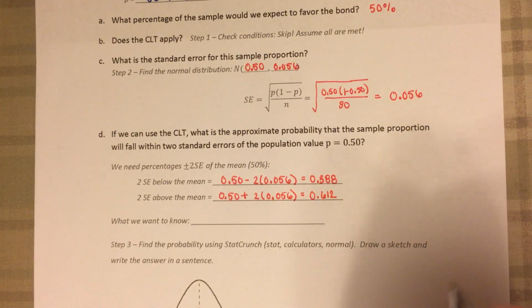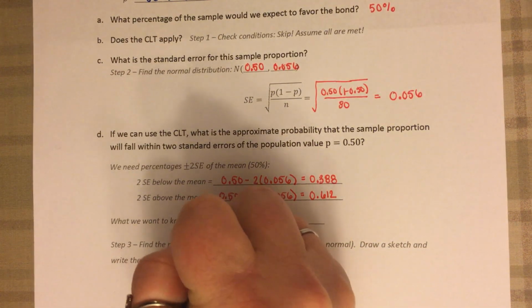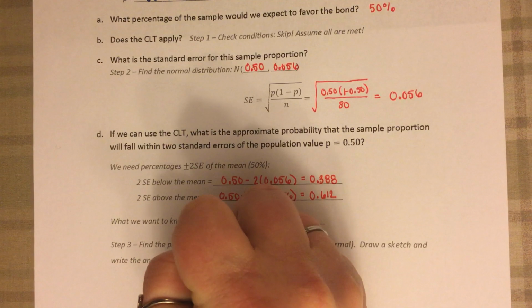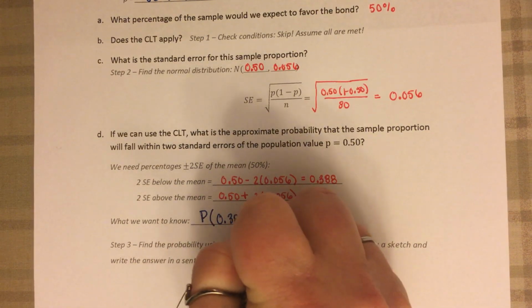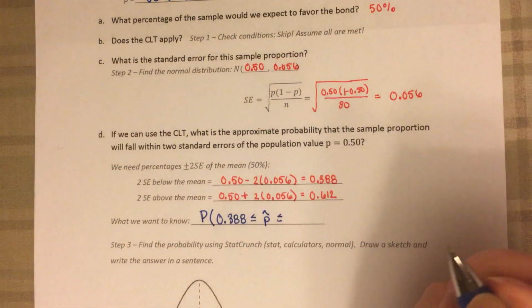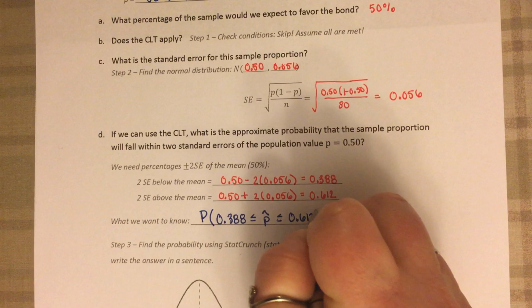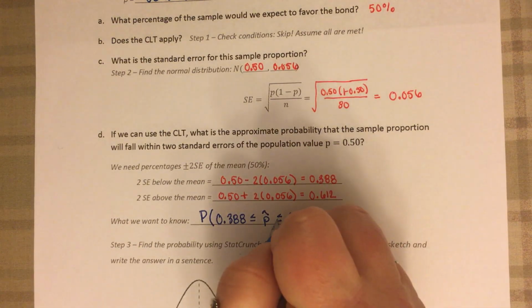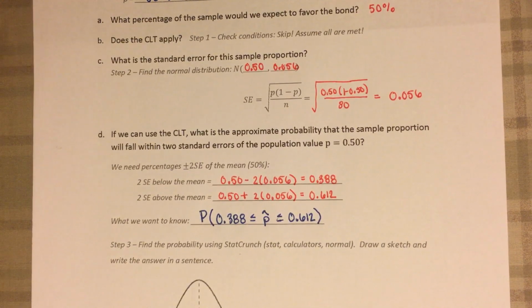What that means in this case is that we're looking at a between probability. So we want to know the probability that our p hat is between 0.388 and 0.612. So when we go into StatCrunch, we're still going to select our normal calculator, but we're going to choose a between case this time.